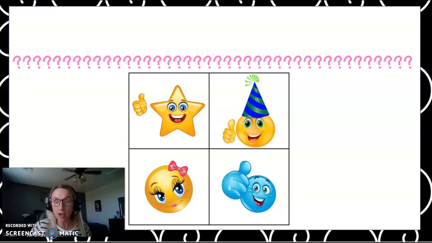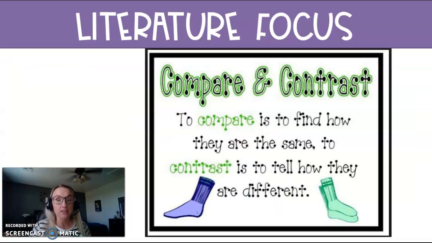So when we talk about how things are the same and how they are different, that is called comparing and contrasting. Comparing shows how some things are similar, the same. Contrasting shows how they are different, not the same.